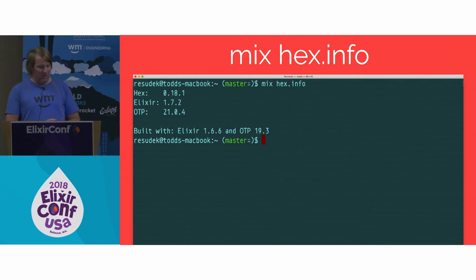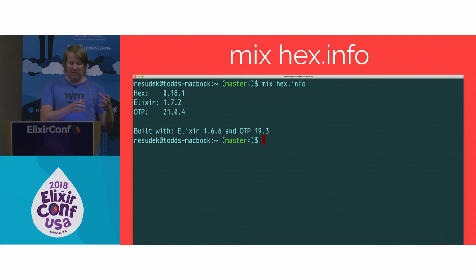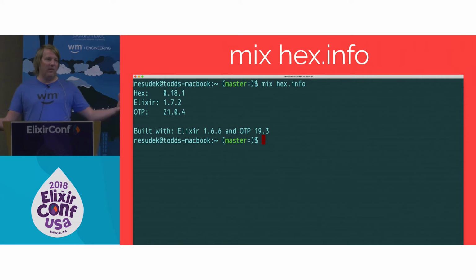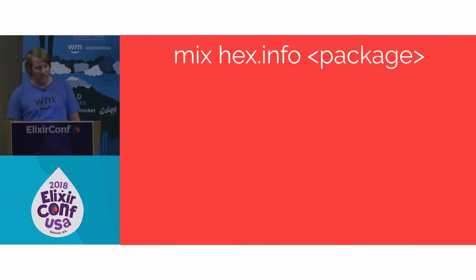And so, why is that useful? Well, let's say you're having a problem, or you're seeing a specific bug on your machine, but your coworker isn't. It could be that you have two different versions of Hex installed. And so mix hex.info would just let you know that, say, oh, you're on 0.18.1, I'm on 0.18.6. You should download the newer version, see if that fixes your problem.